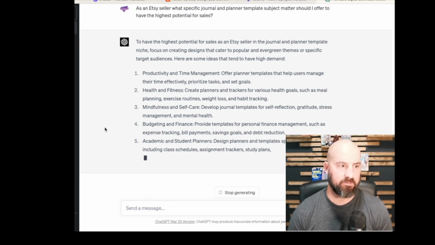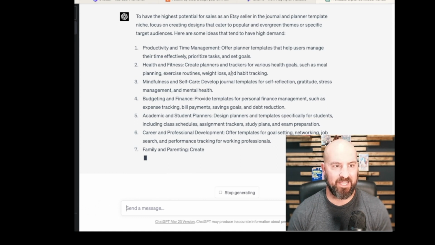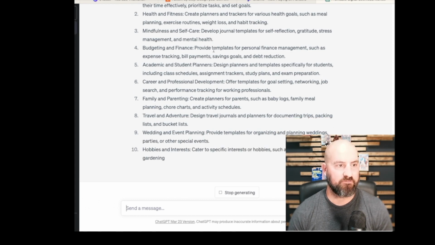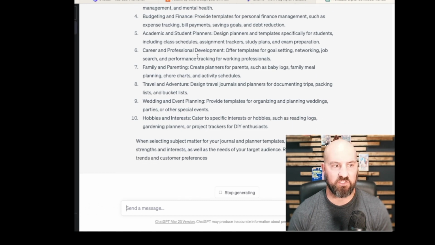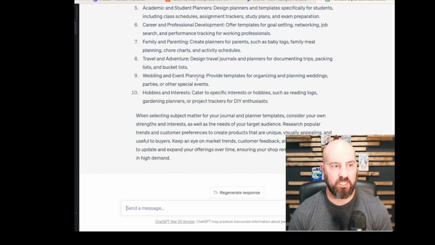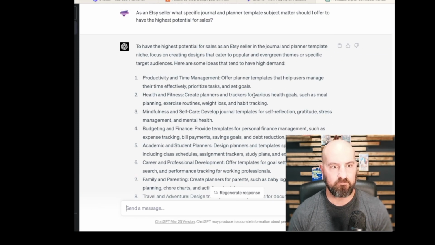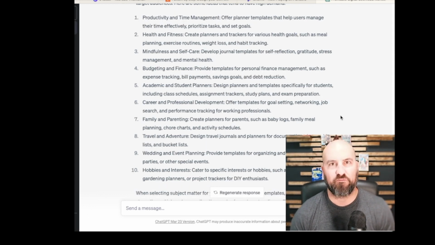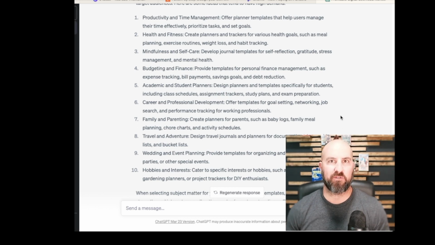So it's giving me examples. Productivity and time management: offer planner templates that help users manage their time effectively. Health and fitness, mindfulness and self-care, budget and finance, academic and student planners, career and professional development, family and parenting, travel and adventure, wedding and event planning, hobbies and interests. Those are the top 10 it gave me as far as planner template niches, or journal niches, that we can focus on. Here's where we have to intervene somewhat, because it's not going to tell me which of these is the most profitable. It's a language AI platform, so it can't do super in-depth research of sales, and it just doesn't have that information.